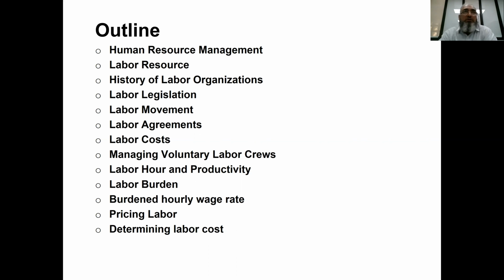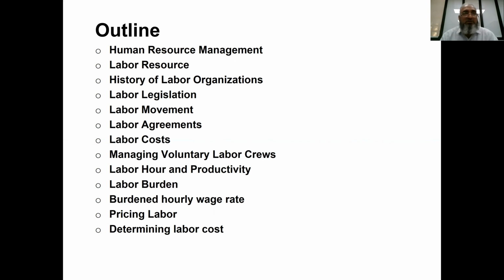There is a Department of Human Resources for employing people, training, or keeping records for salary and after retirement benefits. So that takes care of the human resources for the organization. So we will be talking about the organization level. Then we will talk about labor resource, labor as a workforce. Then we will discuss the history of labor organizations.